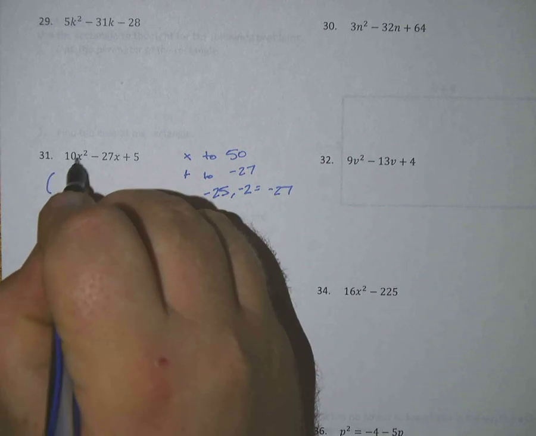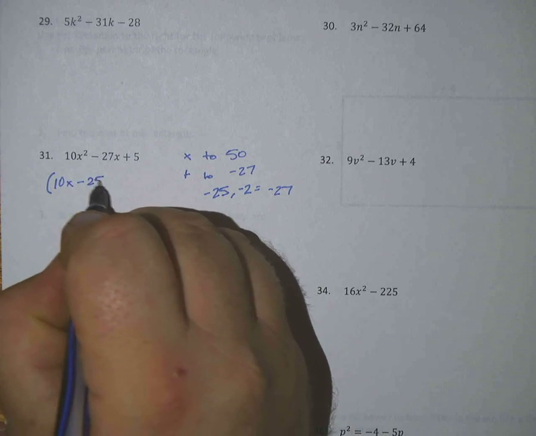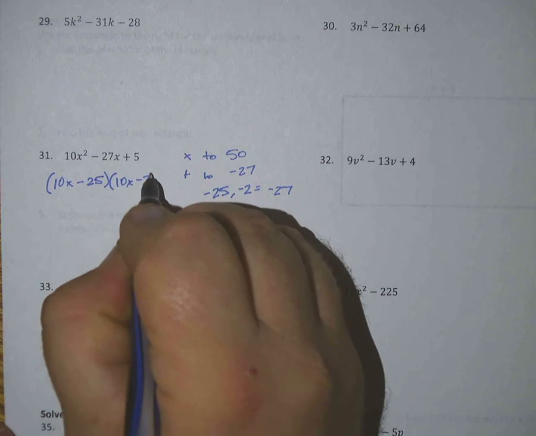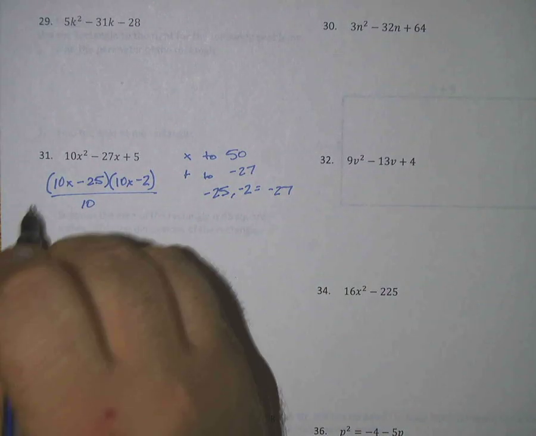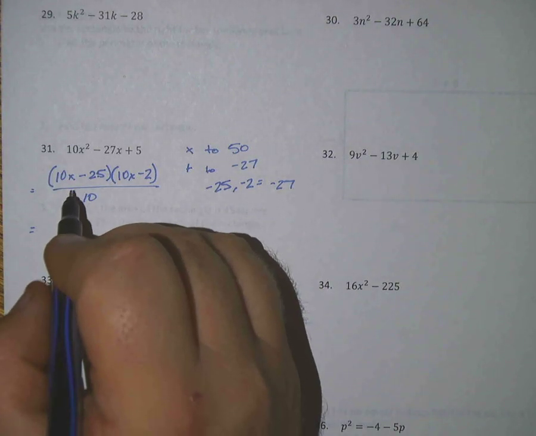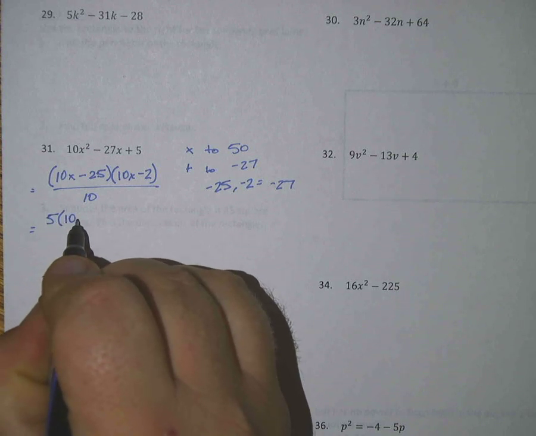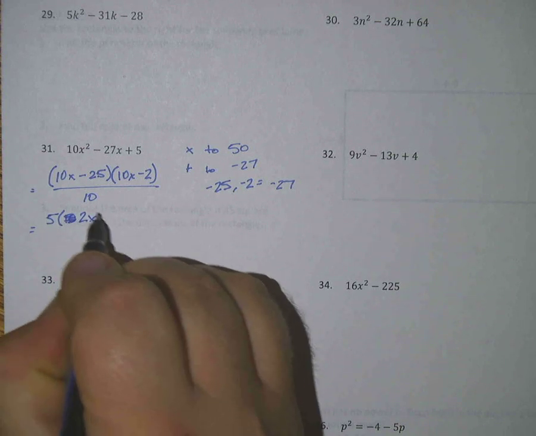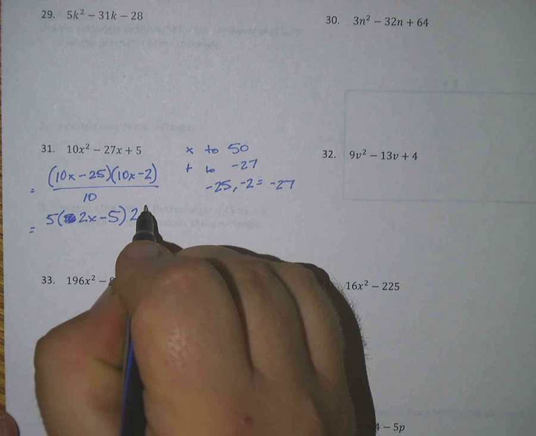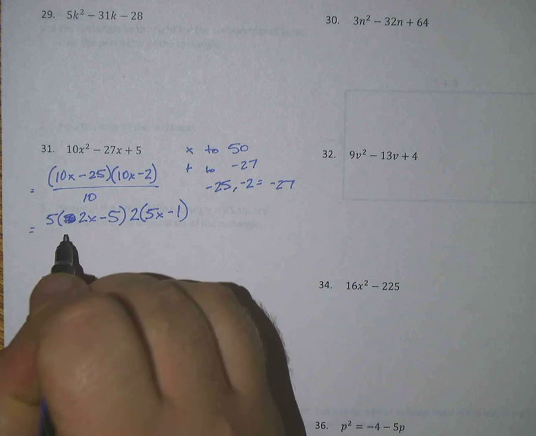Okay. So remember, we put that 10 in the front of each one of these. So 10x, let's say minus 25, and 10x minus 2. And remember, we are dividing that by 10. Okay. Now the next step, factor out any common factors that you have. So this one looks like they both have a factor of 5. So I get, oh, not 10, 2x minus 5. These ones both have a factor of 2. And so it's going to be 5x minus 1.